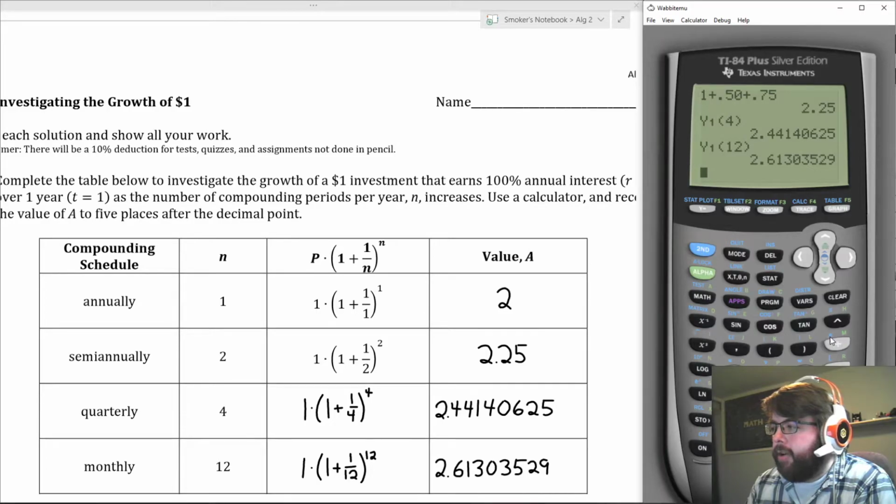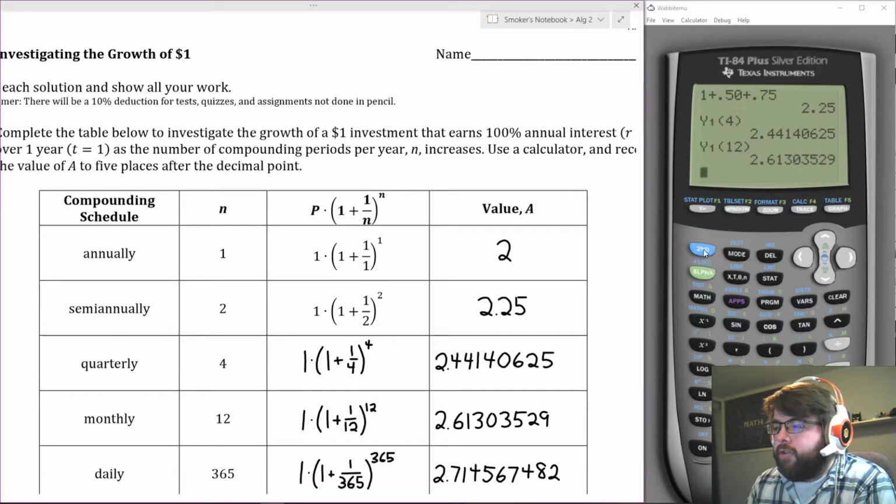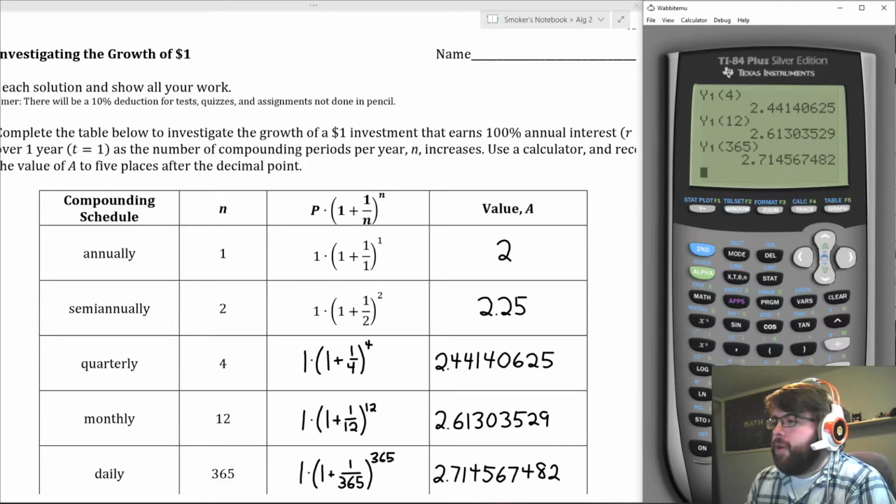I'm doing second enter over and over again. So the next one is daily. What if you earn interest daily? Second enter. I'm going to do 365 times that you're earning interest. Every day you're taking the 365th part of 100%. You're compounding that interest, and you're going to continue to do that every day. You're getting $2.71 at the end of the entire year.